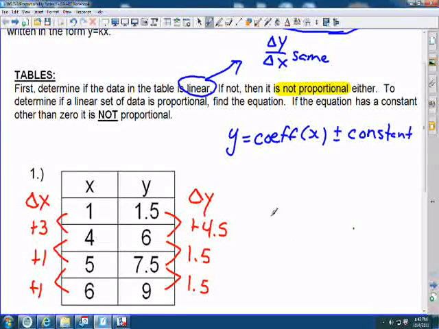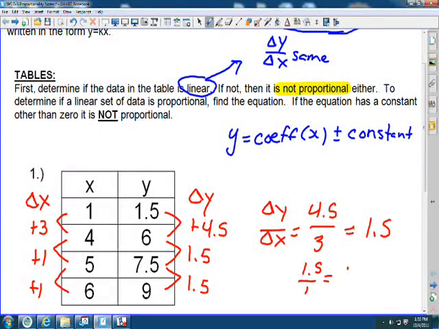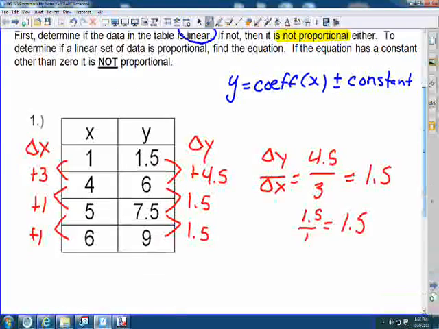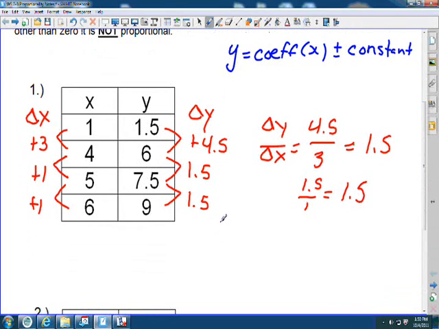We have to go through and find delta y over delta x. So if I take this right here, 4.5 over delta x, which is 3, and divide it, I get 1.5. The next one, I have 1.5 over 1. That is 1.5. Okay, well, since they are the same, this is linear. Now you need to find out if it's proportional.